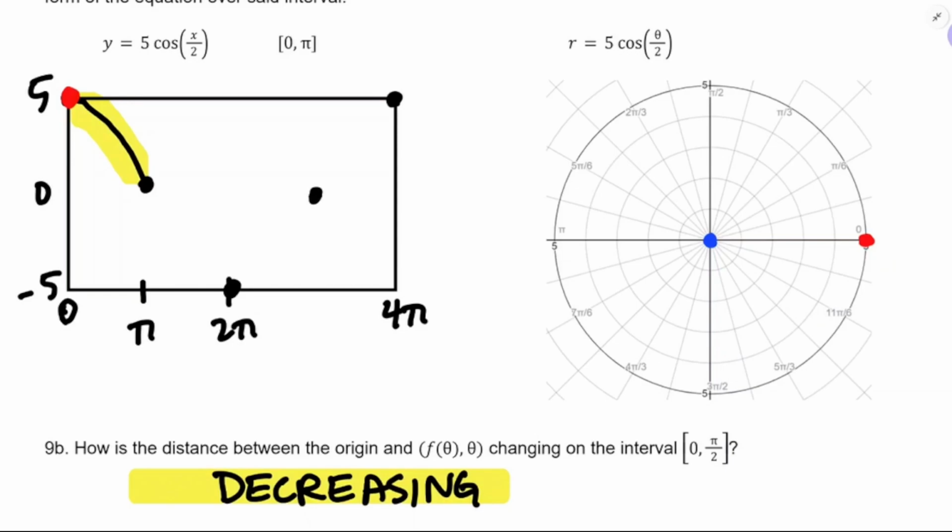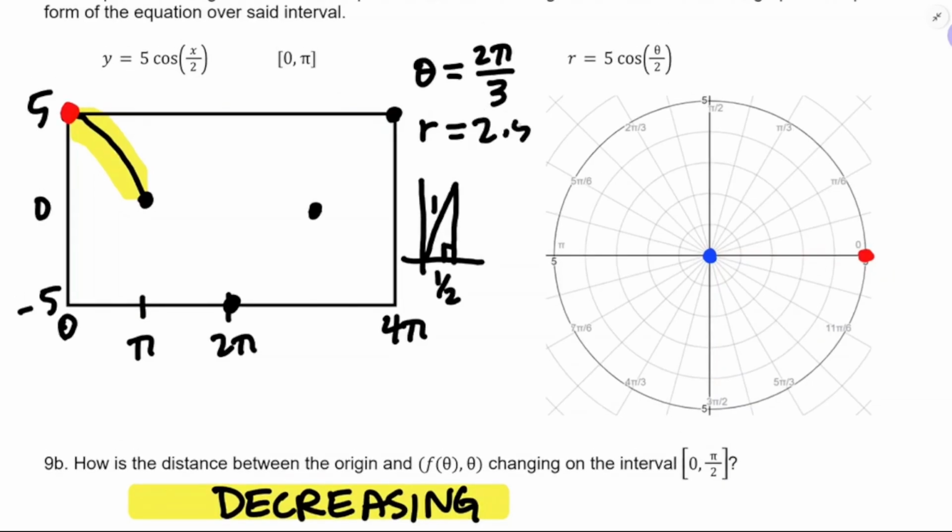So 5 cosine of x divided by 2. I think I want to think about theta equals 2 pi over 3. When theta equals 2 pi over 3, r is going to equal 5 times the cosine of not 2 pi over 3, but 1 pi over 3. So remember, cosine of pi over 3, it's going to be the short leg, that's a half. So r is 5 divided by 2, is 2 and a half. So when theta equals 2 pi over 3, I'm going out 2.5 circles. And I think that'll help as I go to kind of sketch the graph here.